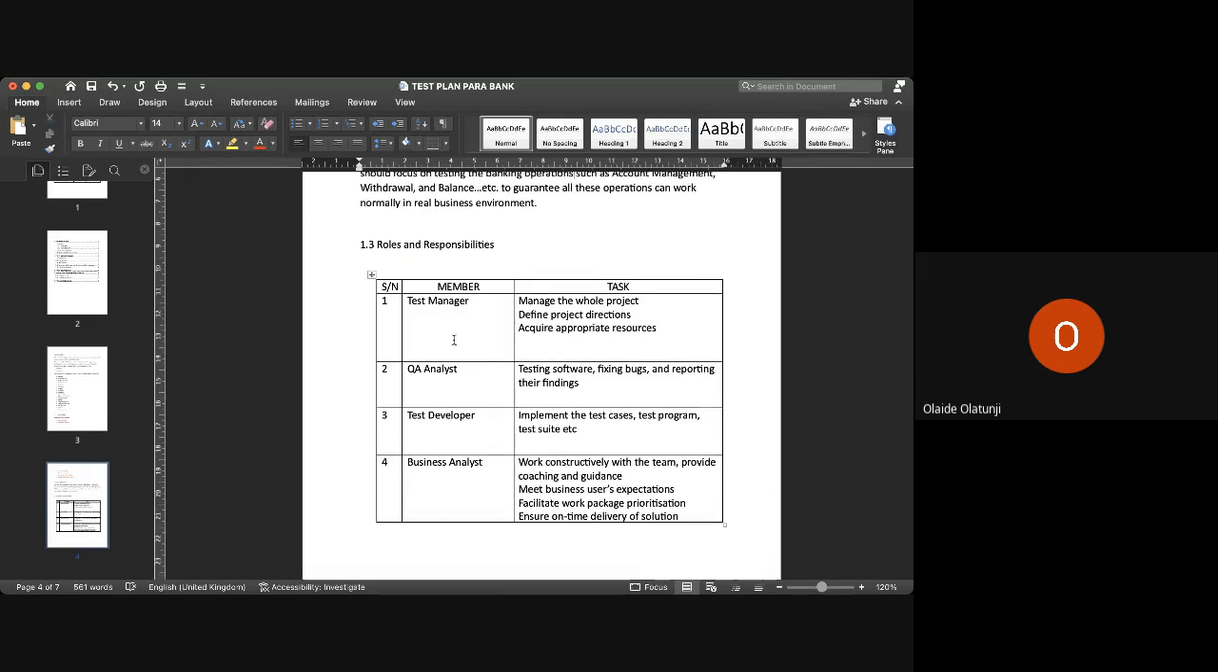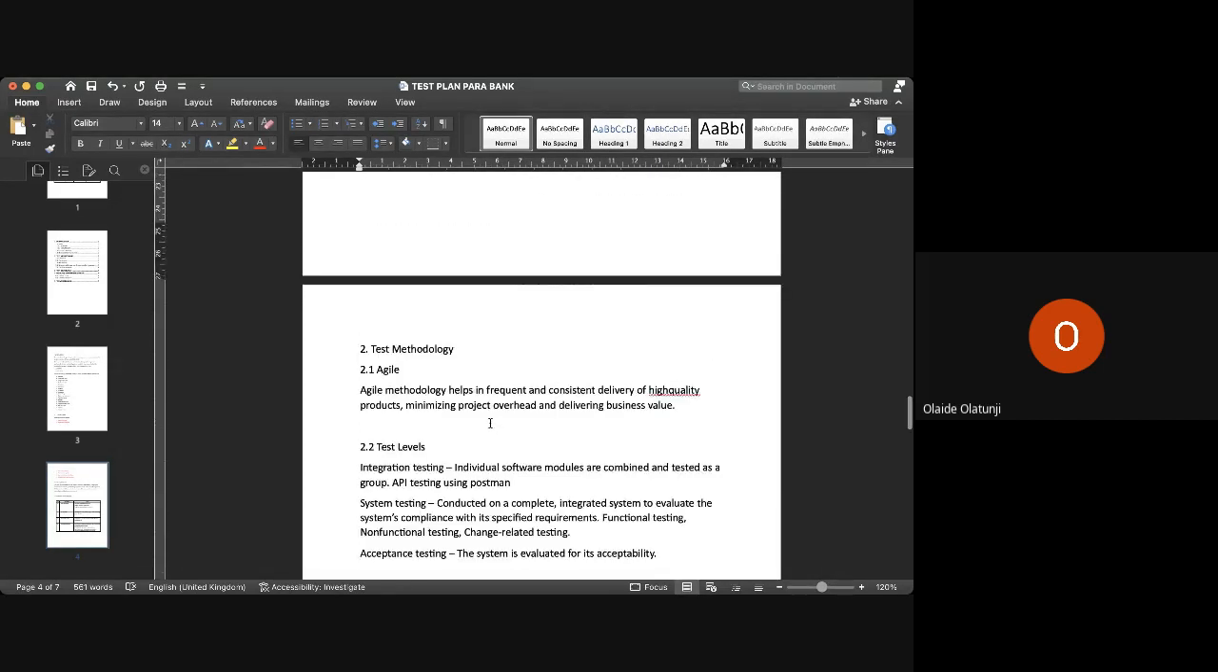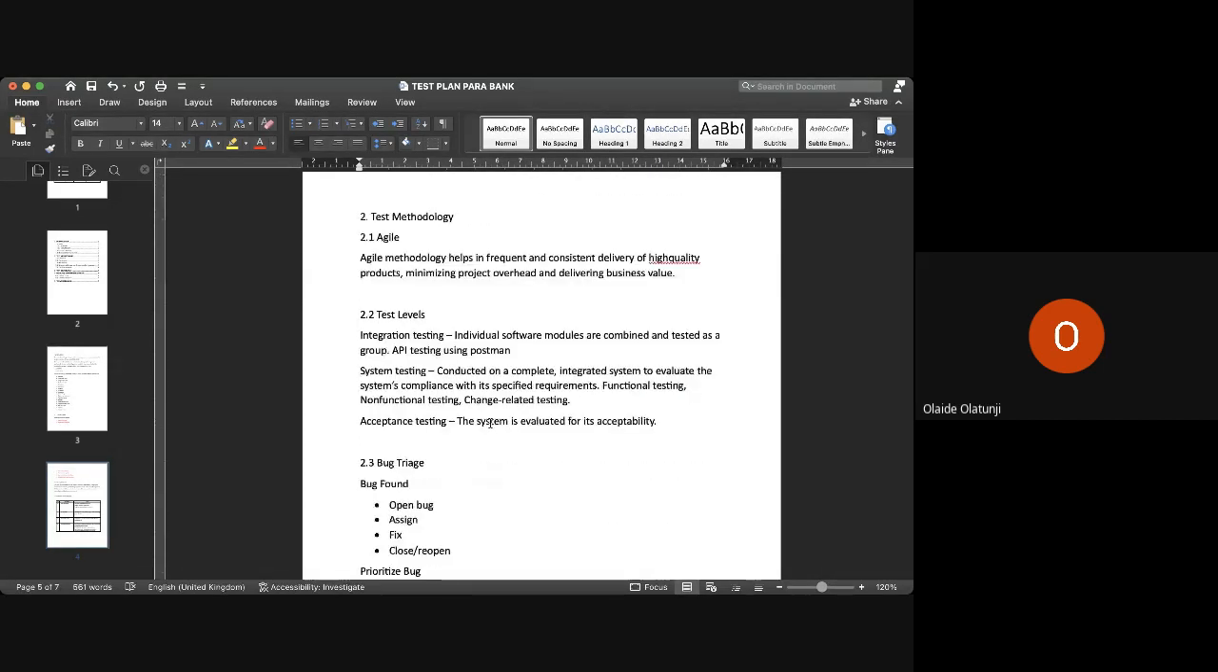Test manager, manage your project, deliver, acquire. Okay. Quality analyst, testing software, fixing bugs. Yes. Developer. Implement the test program. Okay. Business analyst. Okay. Test methodology. Okay. Agile. This is not test methodology. Oh, this is project methodology.